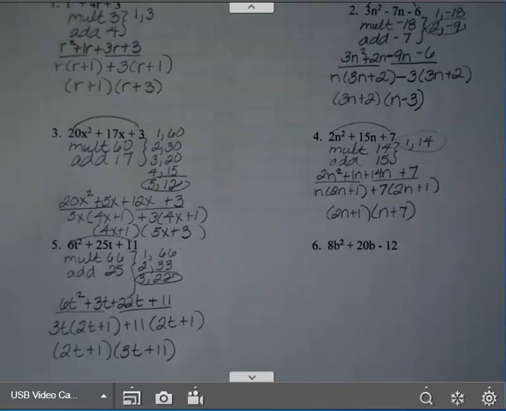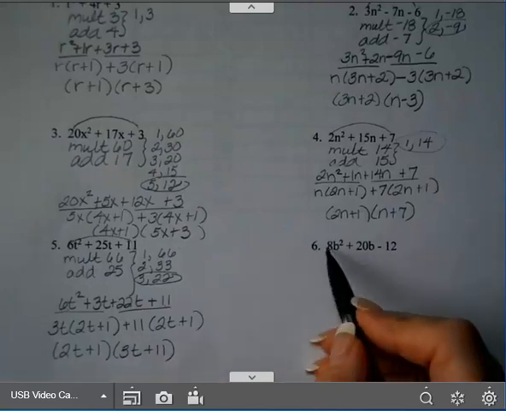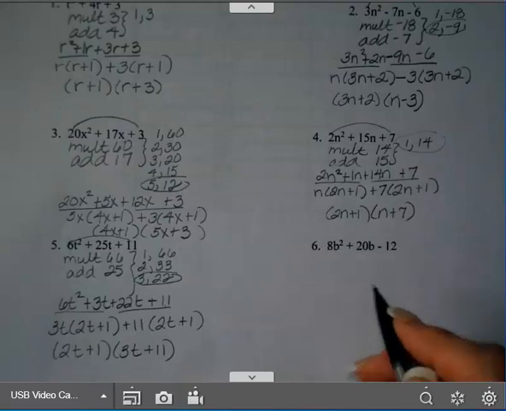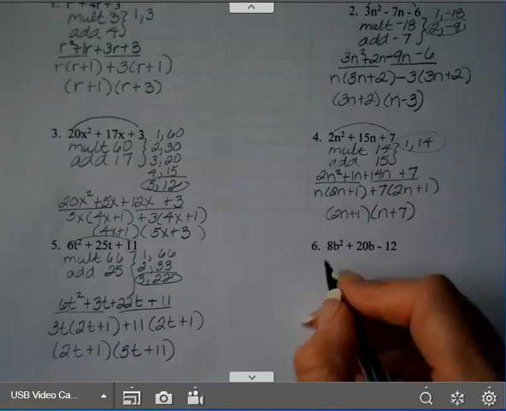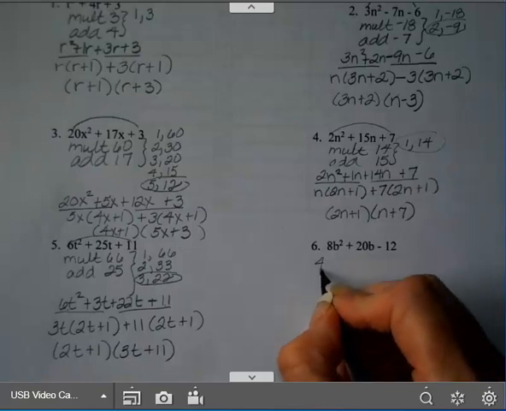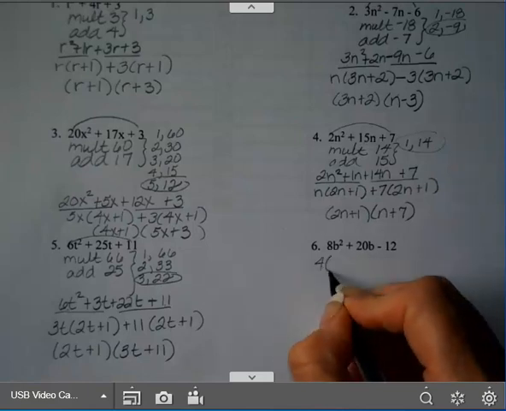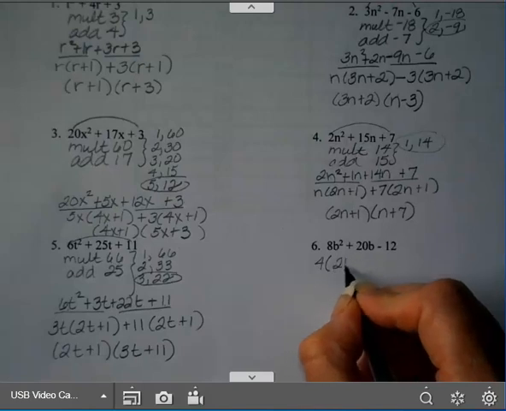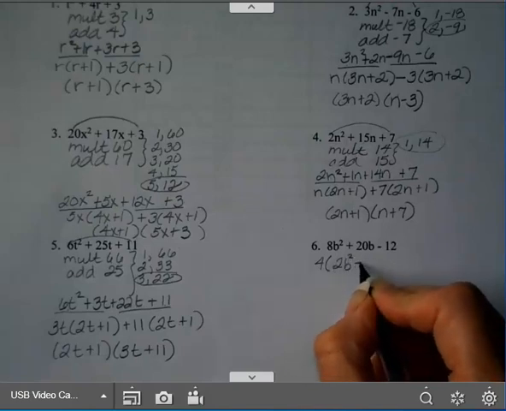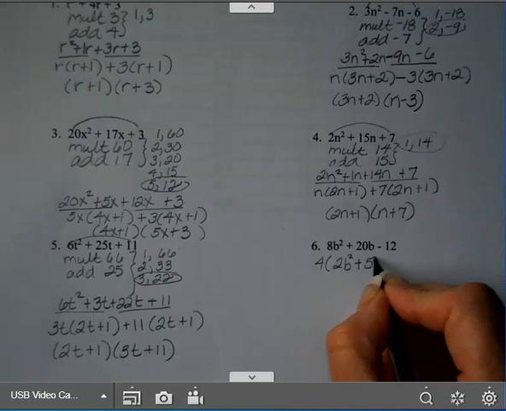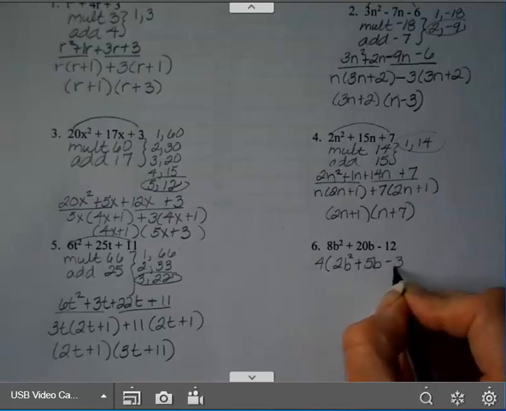Example 6. This is our last example. This is in standard form, highest exponent to lowest exponent. However, these have a greatest common factor. 4 goes into all of this. So I'm going to pull out a 4. So this is now 2b squared plus 5b minus 3.